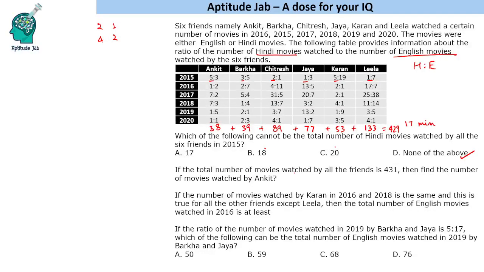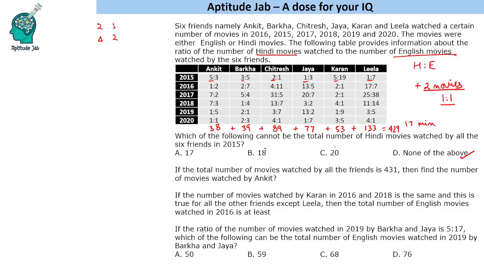Now total number of movies watched by them is 431. We have to find the number of movies watched by Ankit. Okay, now minimum is 429. We have to increase by 2. Okay, it is 429 plus 2. Now we will have to search for a person who watches two movies. Who could be that person who watches two movies? That person should have a ratio 1:1, because 1 plus 1 will be 2. Okay, two extra movies means two extra movies.